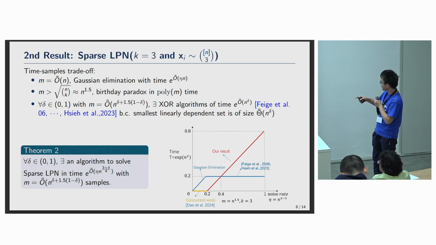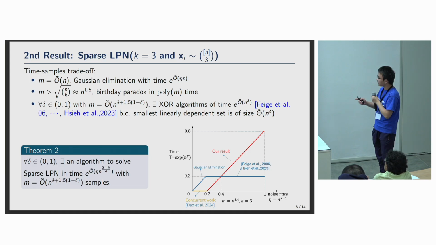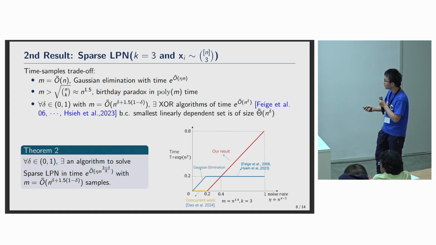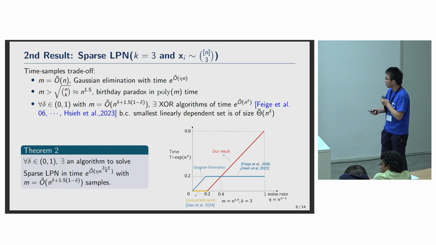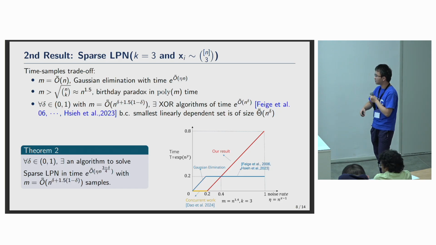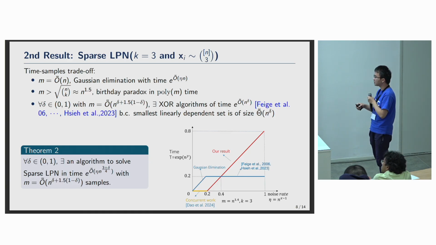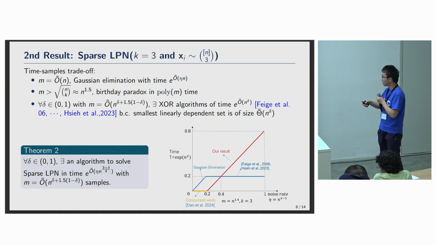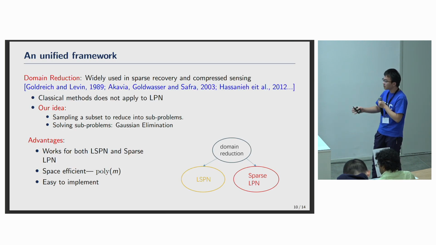The x-axis is for the noise rate, eta equals n to the x minus 1. And the y-axis is time, T equals exponential n to the y. When y is 0, we say the time is polynomial. And when y is 1, this is just exponential time. When the noise rate is less than n to the minus 0.6, our algorithm is faster than the previous results. And when eta is less than n to the minus 0.8, our algorithm performs similarly to the concurrent work by Dao et al. The key insight of our work is that both problems, LSPN and sparse LPN, can be solved by a unified framework based on domain reduction.